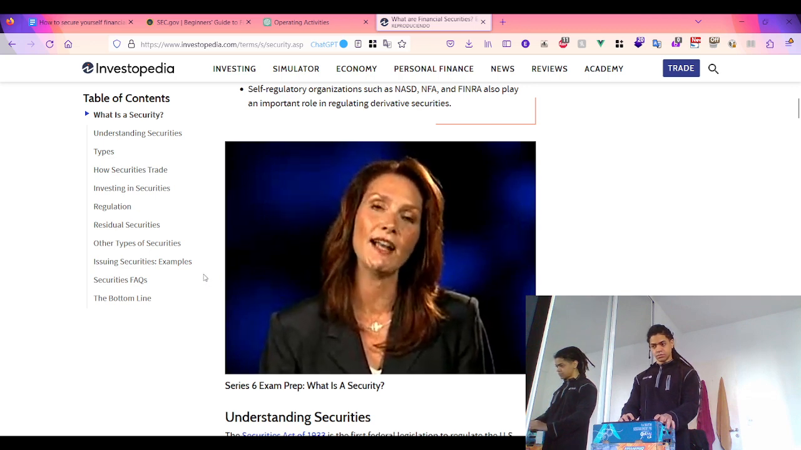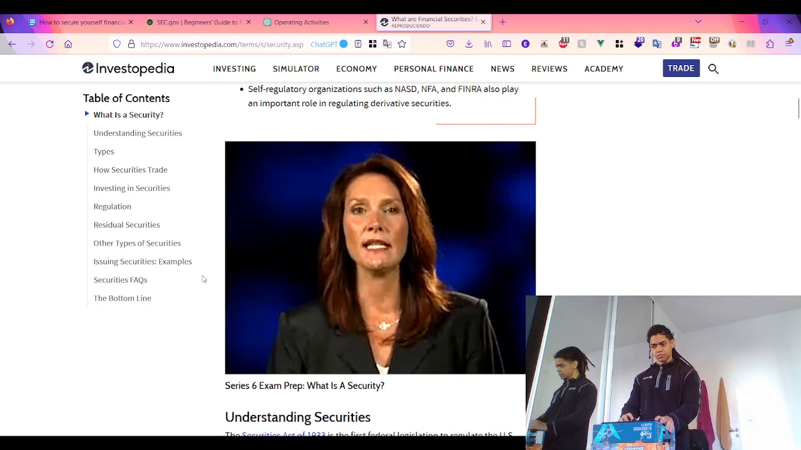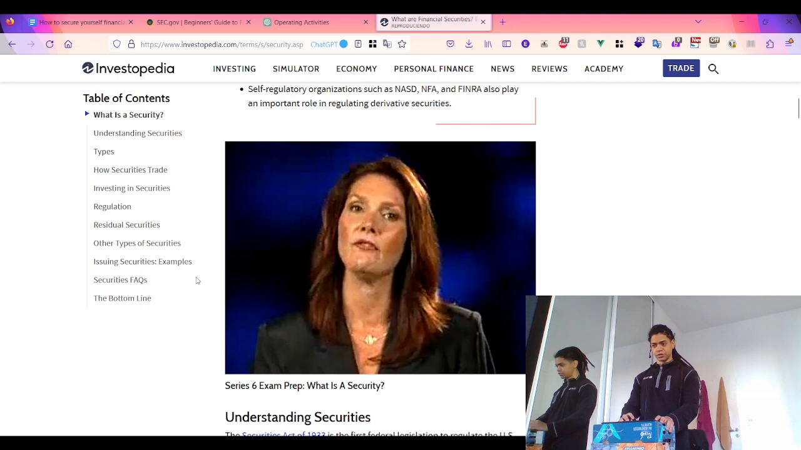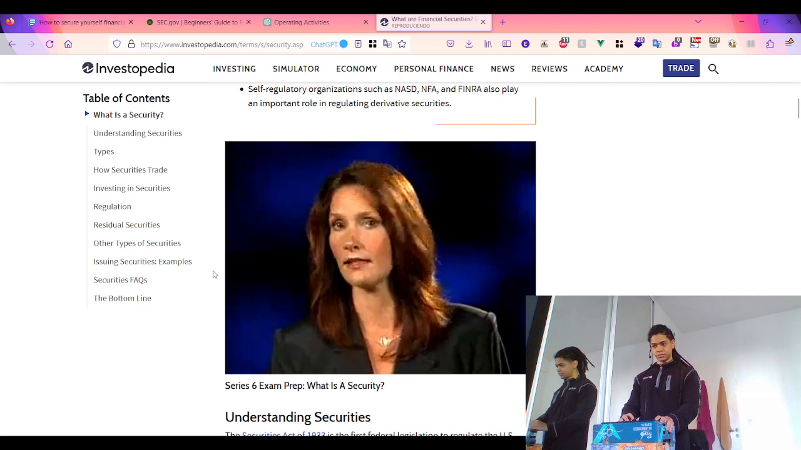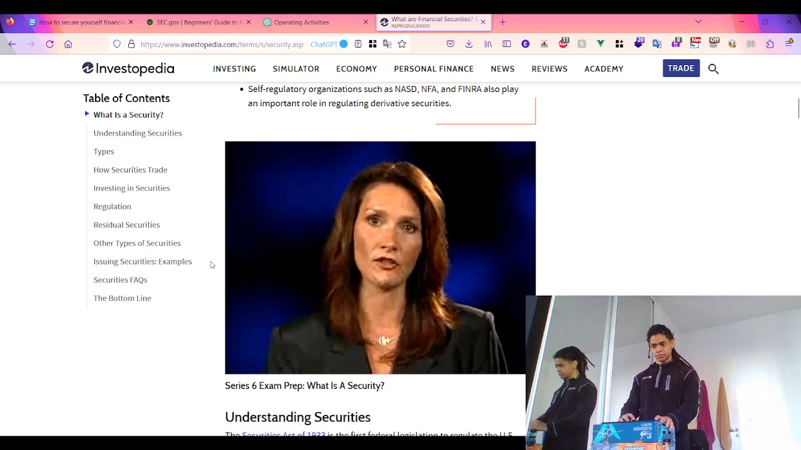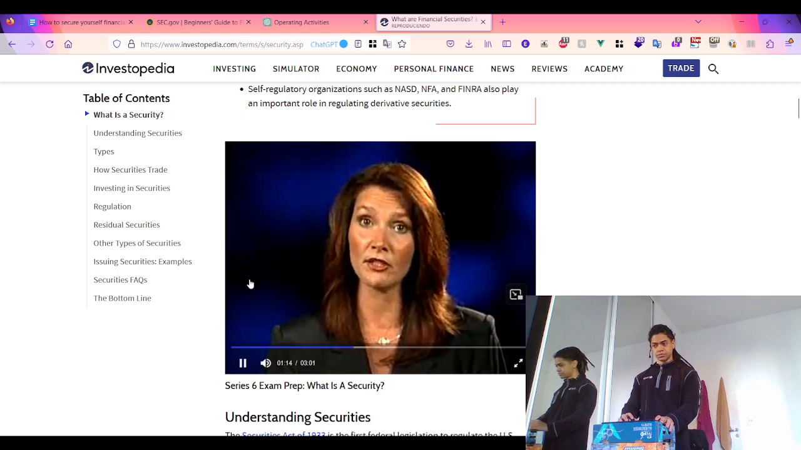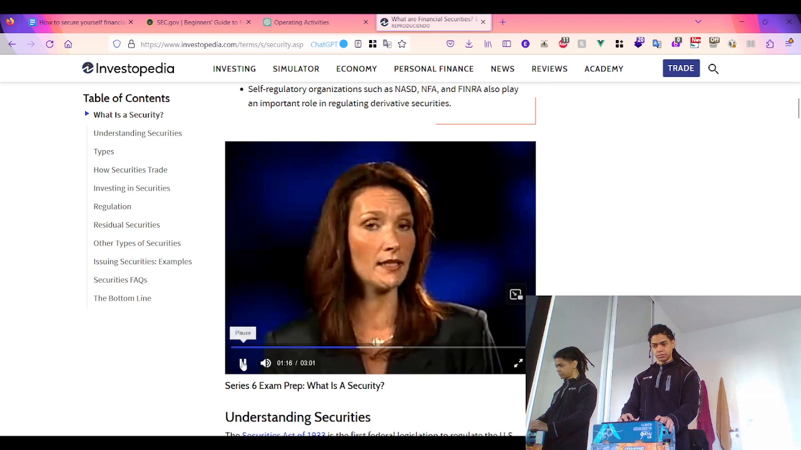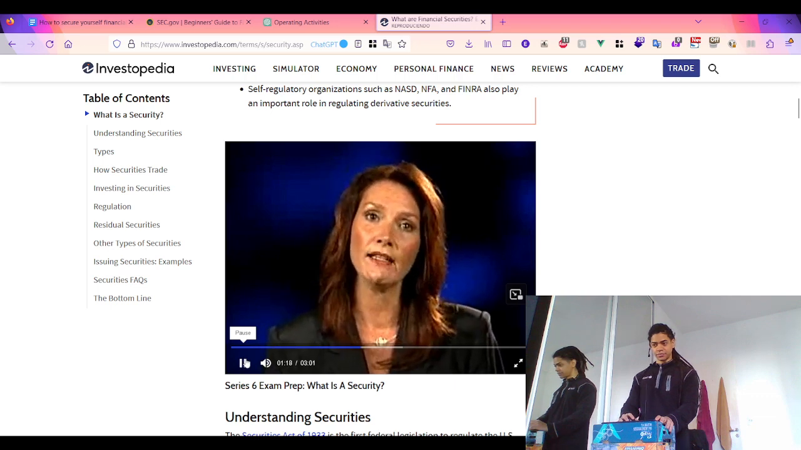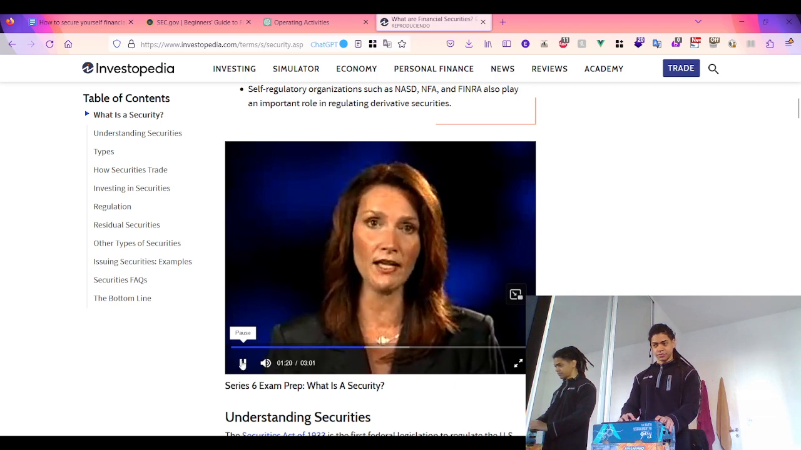Things that are not considered securities: whole life insurance policies are not securities. Term life insurance policies are not securities. Fixed annuities are not securities. Now remember, variable annuities are, so you want to be able to make that distinction for the exam. IRAs and retirement plans in and of themselves are also not securities.